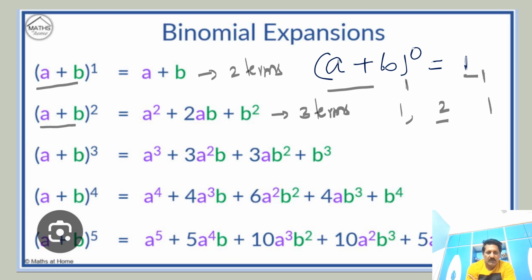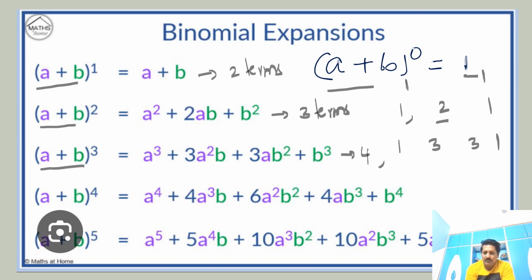If I extend to (a plus b) whole power 3, many students will know it: a power 3 plus 3a squared b plus 3ab squared plus b power 3. Here the total number of terms is 4, and the respective coefficients are: first one is 1, the sum of these two is 3, again the sum of these two is 3, and the last one is 1. Right. Up to this, many students will be aware of and know this.